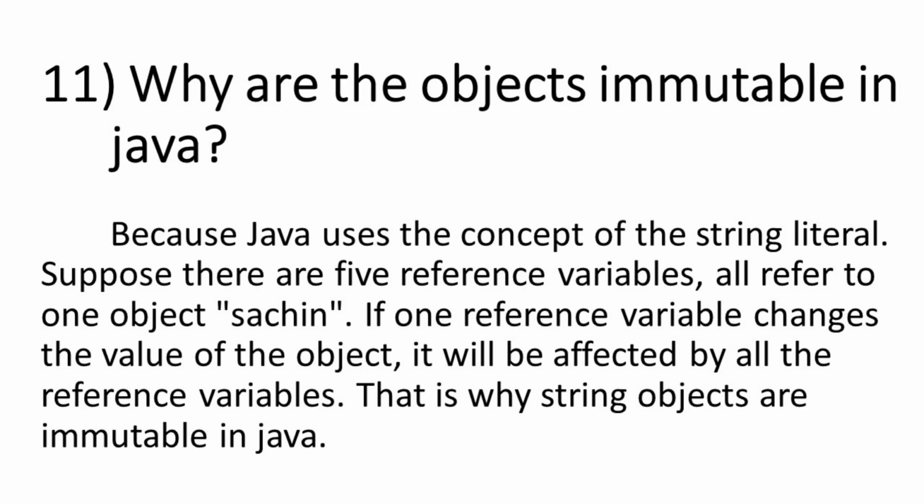Why are string objects immutable in Java? Because Java uses the concept of the string literal. Suppose there are 5 reference variables, all referring to one object. If one reference variable changes the value of the object, it will be affected by all the reference variables. That is why string objects are immutable in Java.